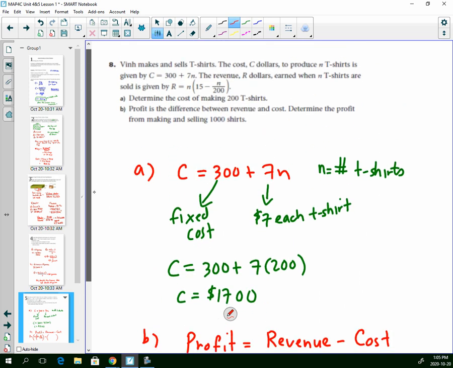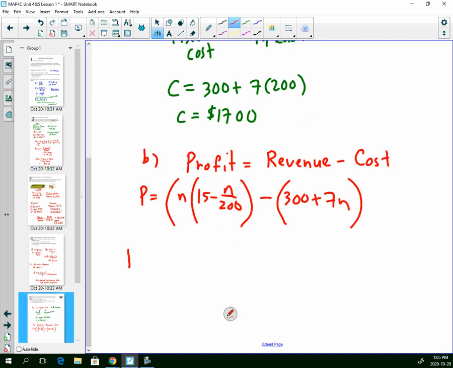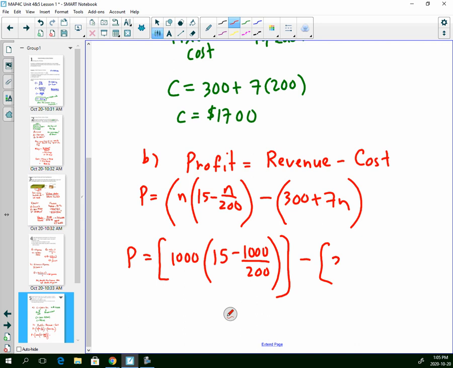And then cost is 300 plus 7N. Okay, so I want 1,000 t-shirts. So we've got N is 1,000. 15 minus 1,000 over 200. So that's my profit. And then I'll put the 1,000 in here to get my cost.